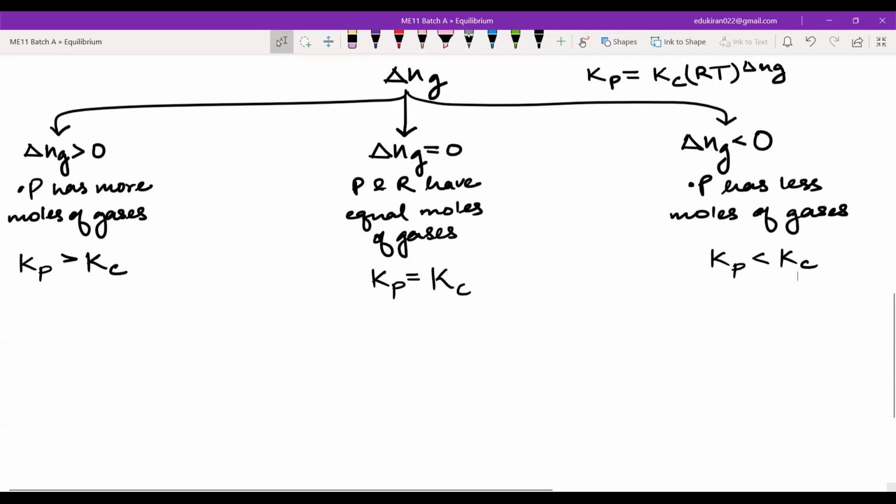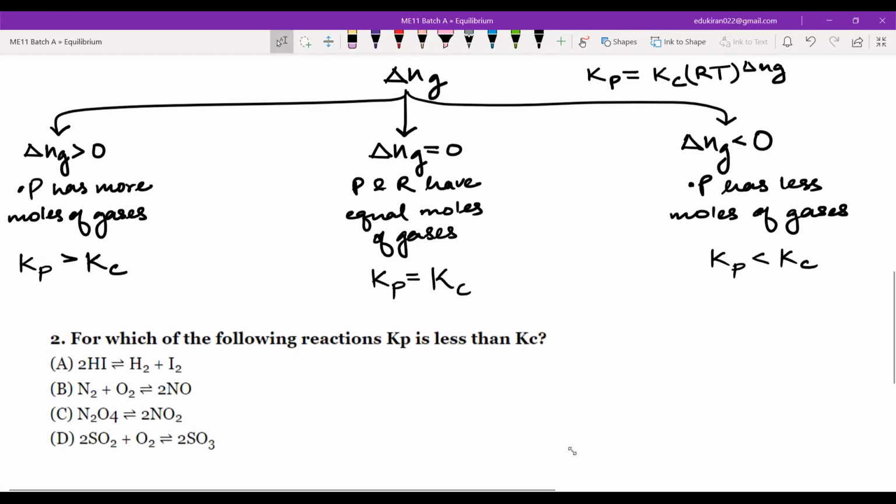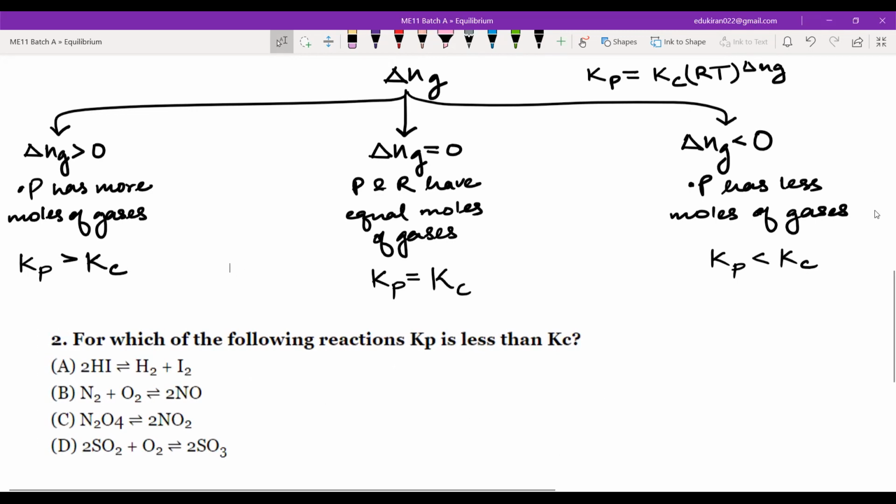Now, with that in mind, let me put up a question for you guys. First of all, you have to tell me the delta ng here. All of you, please calculate the delta ng for all of these reactions. It will be either 0, more than 0, or less than 0.